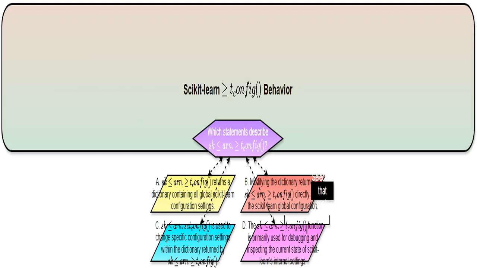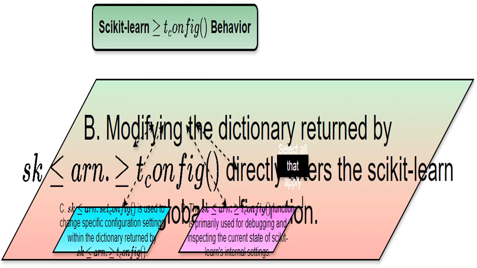This section's title tells us that we're about to learn about the behavior of scikit-learn's function. I'm excited to dive in. This is the question. We need to choose the statements that accurately describe how it works in scikit-learn. I found this statement to be false. Nope. The function returns a copy of the configuration, not the actual configuration itself. So, changing the copy doesn't affect the original.